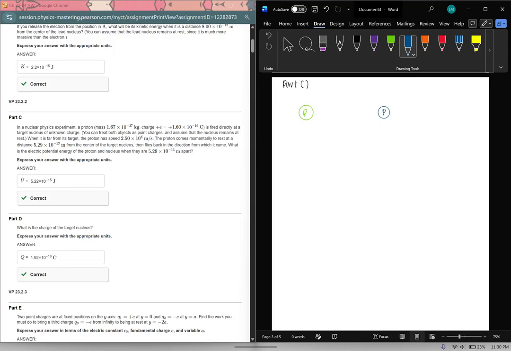So let me write that here. 2.50. This one, I'm going to write near the target. So near the target. This is going to be the target, and we're going to name it Q because it's unknown.